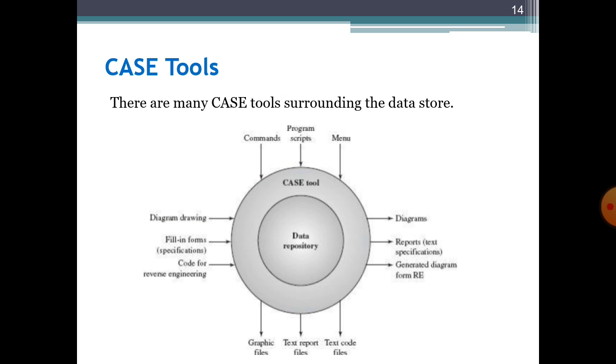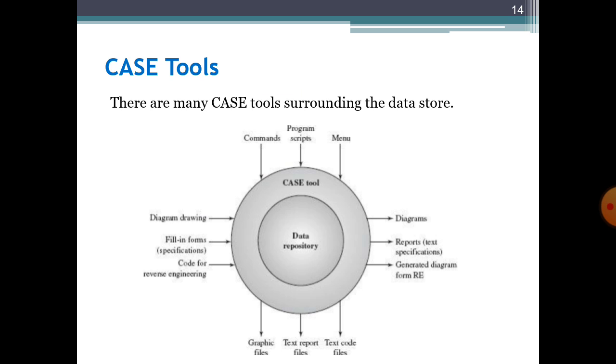So here is another important aspect of repository architecture: the CASE tools. There are many CASE tools surrounding the data store. So what are CASE tools? They are basically Computer Aided Software Engineering tools, or technologies that provide automated assistance for software development. The goal of these CASE tools is the reduction of the time and cost of software development, and the enhancement of the quality of the actual system which is being developed.